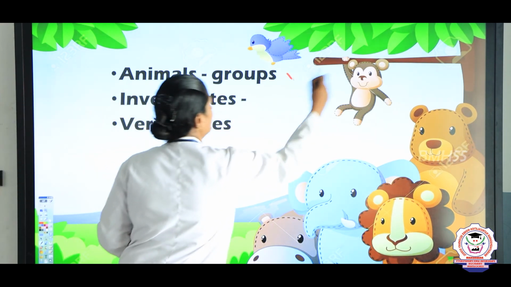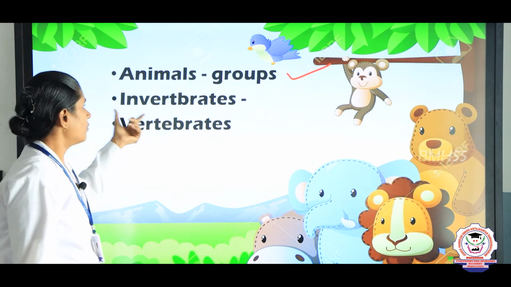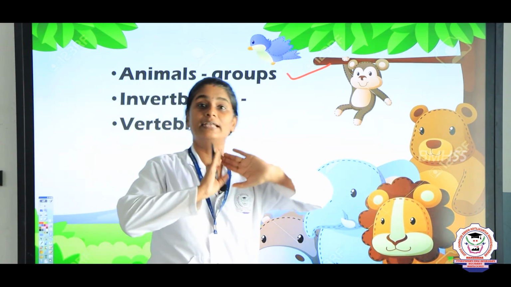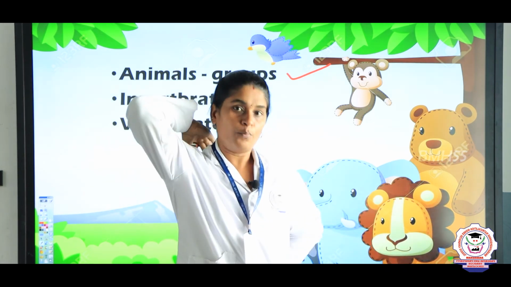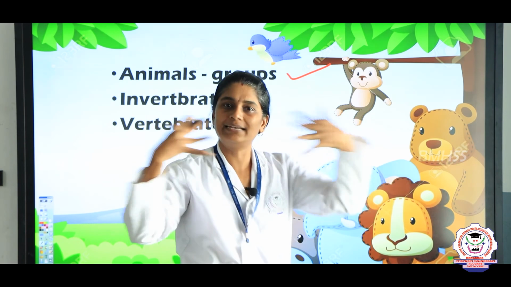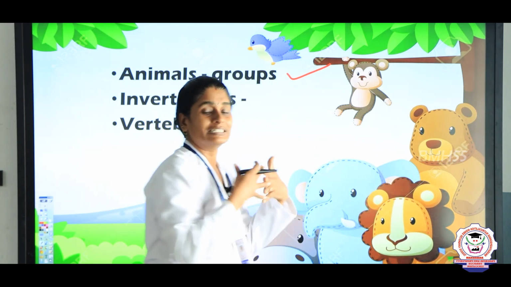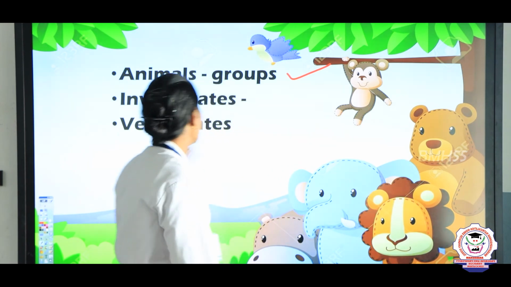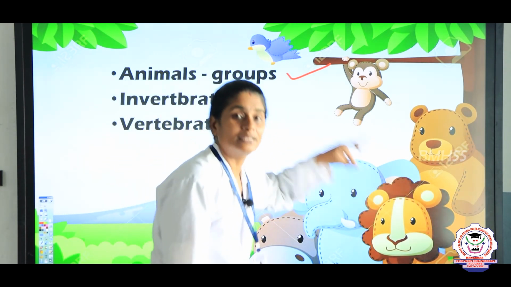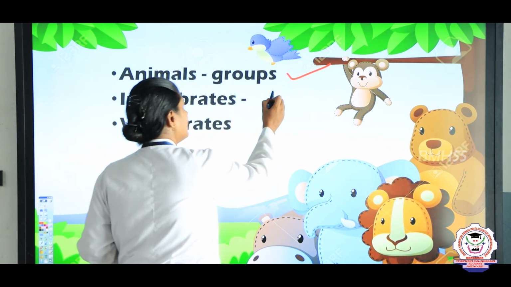So, we saw about the invertebrates, right. Invertebrates are the animals that do not have a backbone, the spine. This backbone is made up of small bones interlocked together, right. If an animal does not have this backbone, it is called an invertebrate. These invertebrates are classified into 8 different phylums.